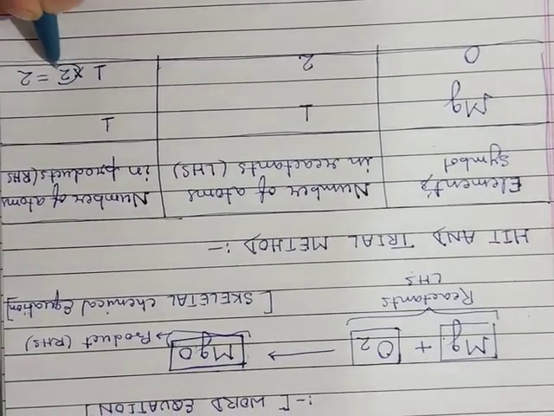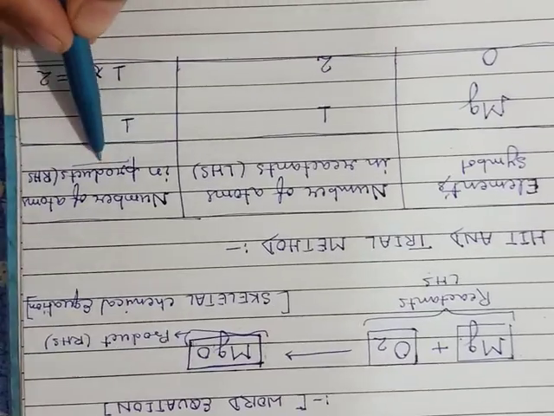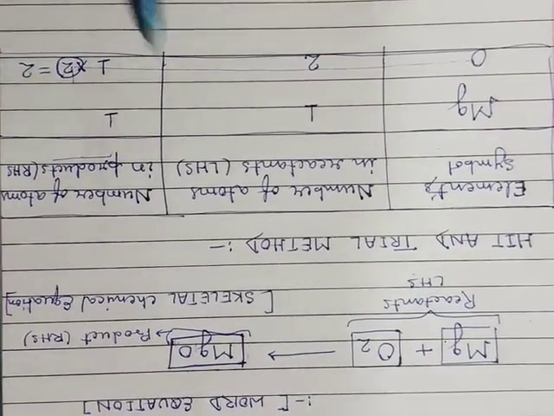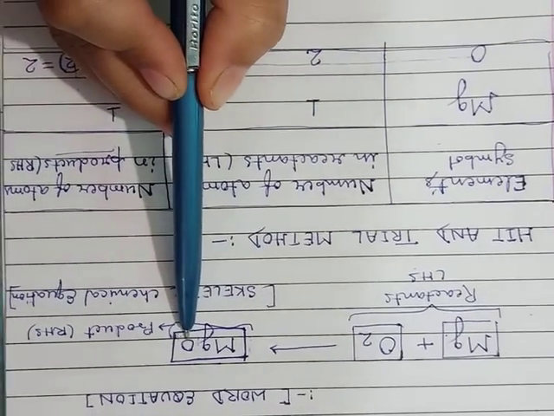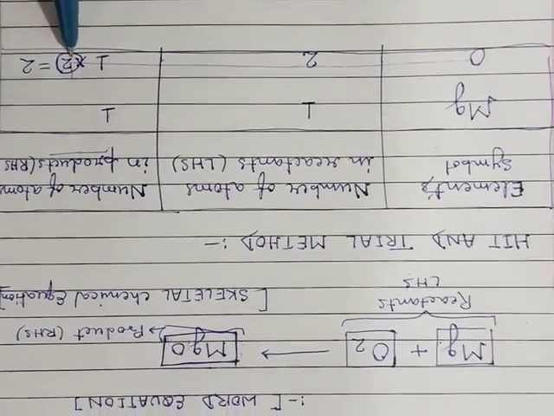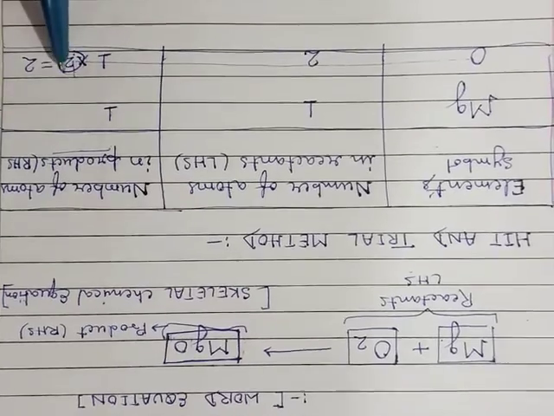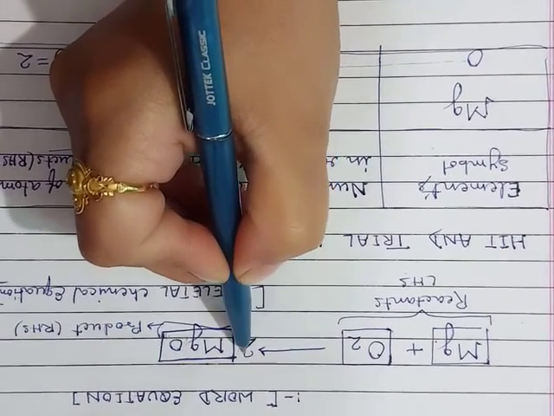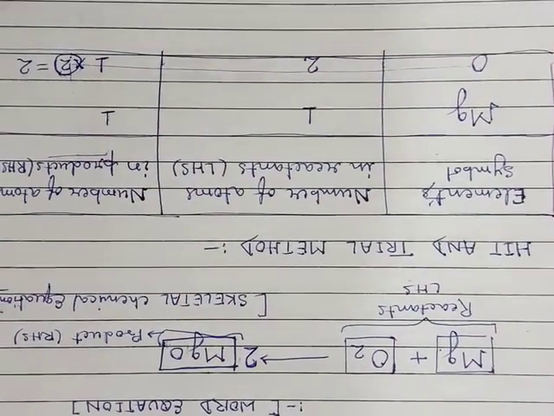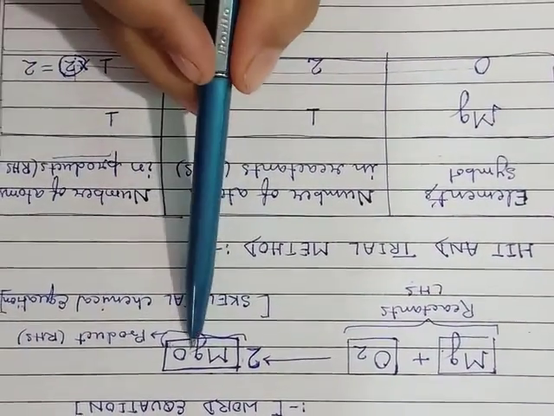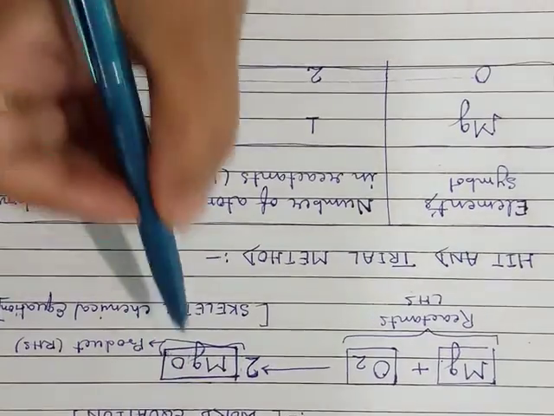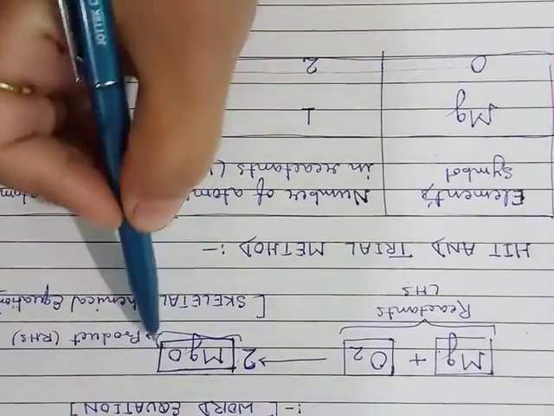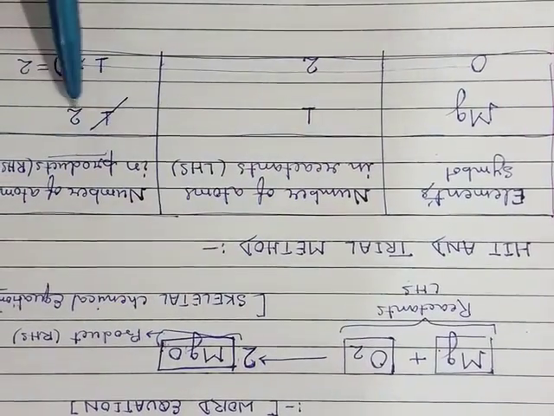Now this 2 is for the oxygen on the right hand side of the product. So the right hand side of oxygen is here, and we put this 2 that I have circled in this place. Now again count the numbers. Magnesium is 1 and oxygen is now changed to 2, because 1 multiplied by 2 is 2.